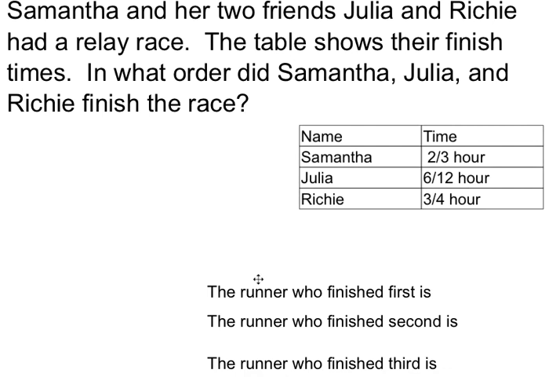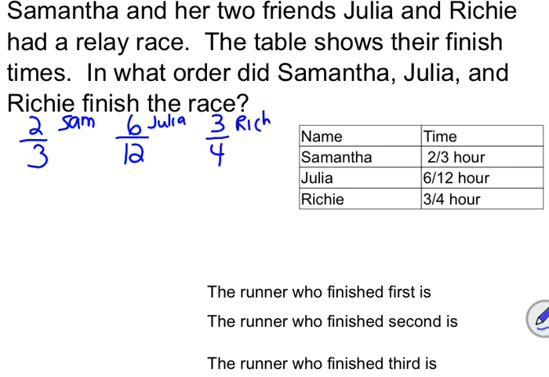So Samantha and her 2 friends, Julia and Richie, had a relay race. The table shows their finished times. In what order did Samantha, Julia, and Richie finish the race? So I see 2/3 of an hour, 6/12 of an hour, 3/4 of an hour. They want to know who finished first, second, and third. So again, we're going to do the same kind of work. So we have 2/3 is Sam. 6/12 is Julia. And 3/4 is Richie. So I need to identify who's the first place winner, second place, and the third place winner.